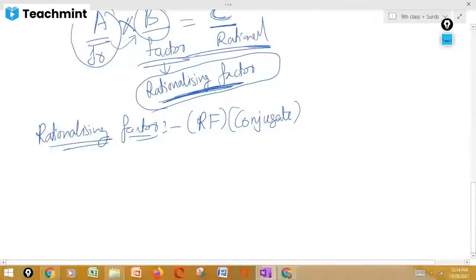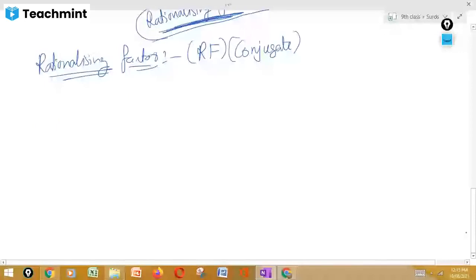We also call it conjugate. Here listen to me, I am repeating once again. Rationalization is nothing but where we are converting the irrational number, we are multiplying some other number so that it converts into a rational number. That is rationalization, and the one number we have multiplied to the irrational number to make it rational, that number is called the rationalizing factor. In short we call it RF, or else we also call it a conjugate.